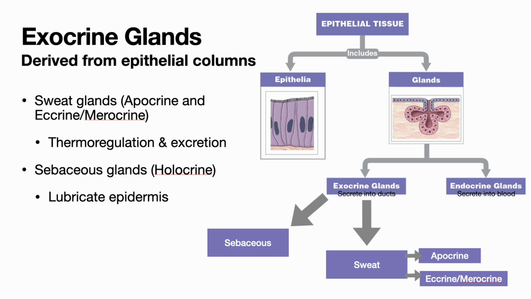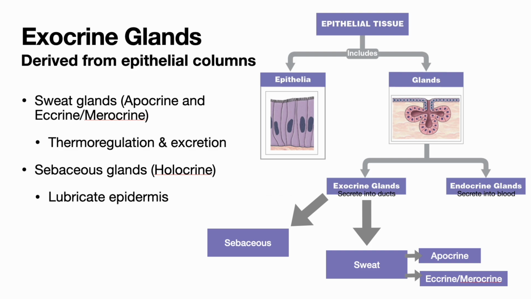Sweat glands are going to play an important role in thermoregulation. They can help us cool off by releasing water, and then that water can change phase and take a lot of heat with it as it evaporates. But we also eliminate some salts and other organic molecules through excretion in the sweat glands.